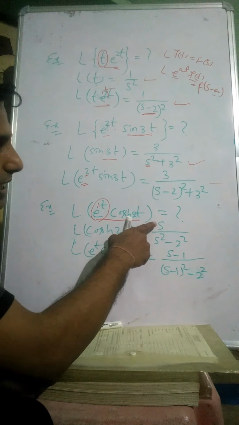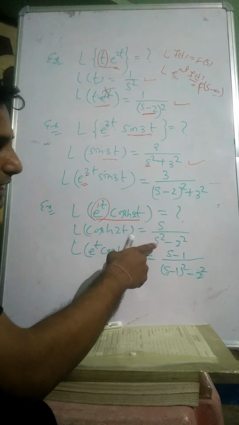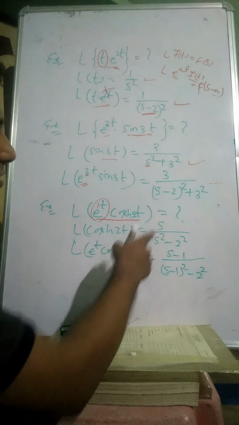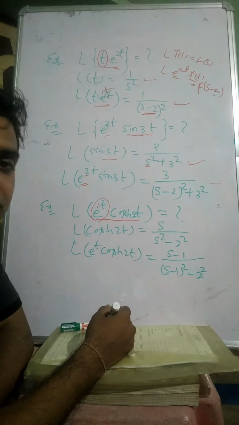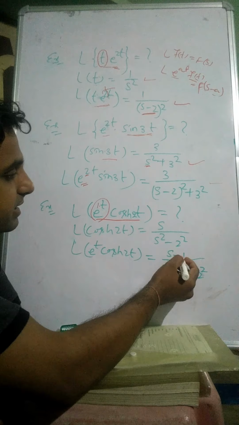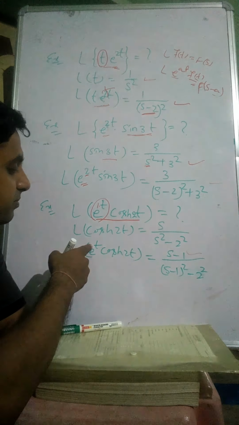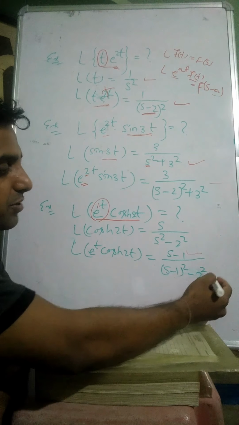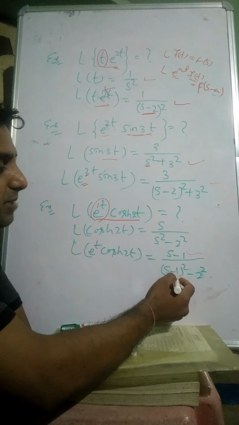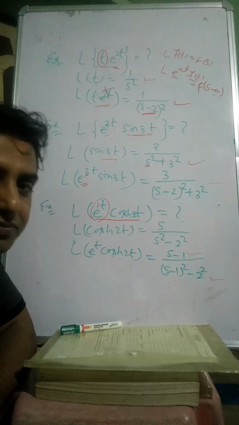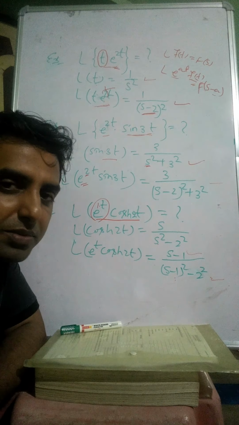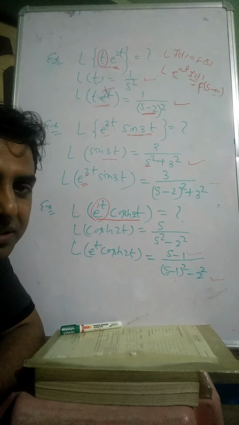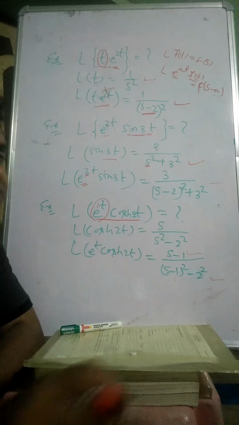So wherever it is s, we have to replace it. In the numerator there is an s, in the denominator there is also an s. So therefore, every s will be replaced by s minus 1, because a is 1 here. Then again, here it is s, so (s minus 1) whole square minus 2 square. So the result is what? s minus 1 divided by (s minus 1) whole square minus 2 square. So in this way you can solve Laplace transform of e to the power at into f of t like questions. Okay.